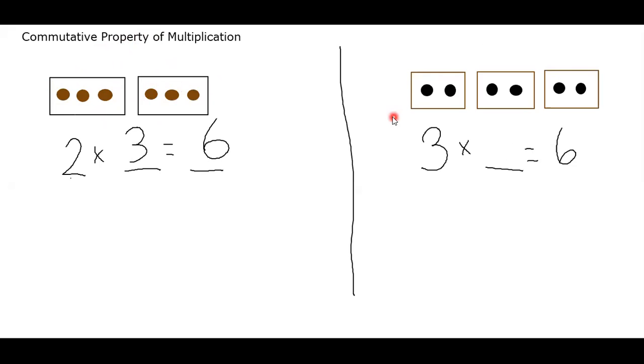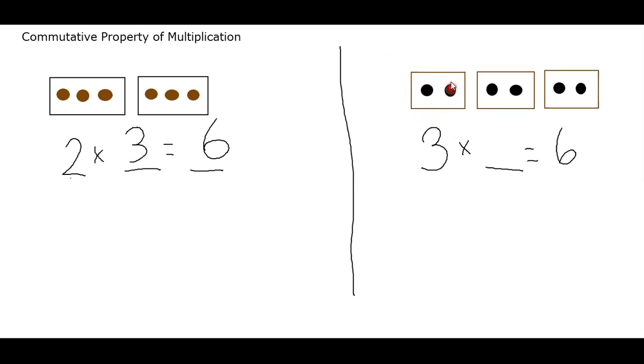Now, if I look at my next example on the other side of your screen, we have the same idea, but the picture looks different, doesn't it? So let's see. I have 1, 2, 3 groups this time. There's my factor of 3. My missing factor is how many counters are in each group. So let's count the first group. How many counters are inside the group? 1, 2. There's 2 counters in this group.